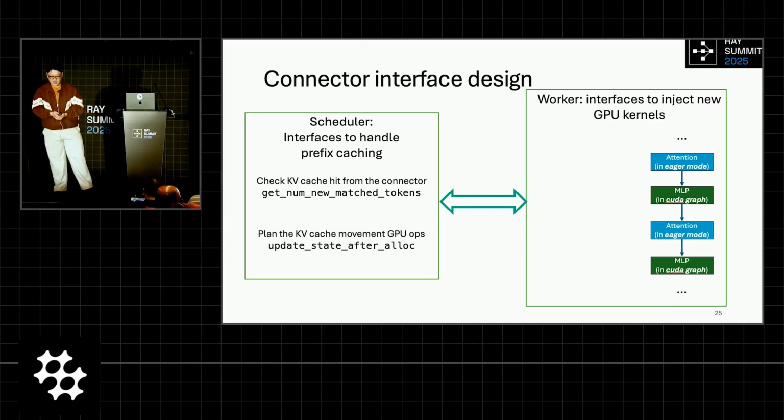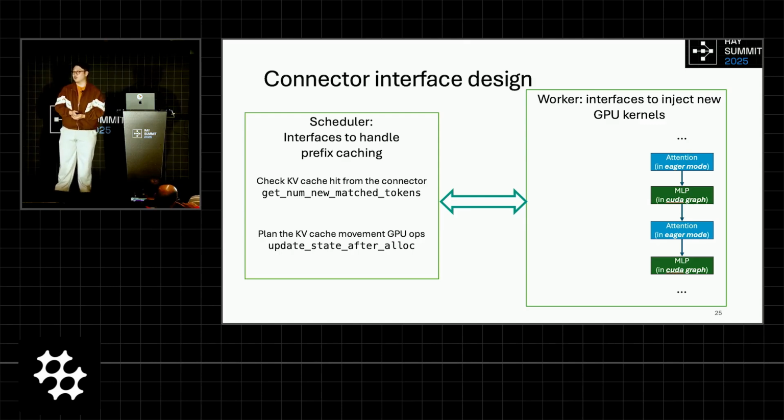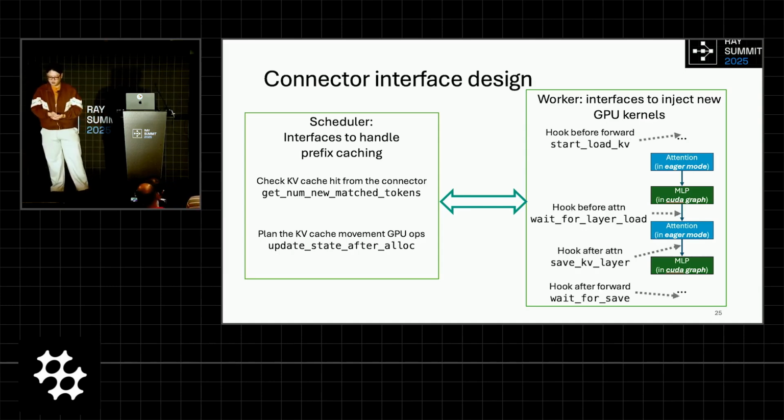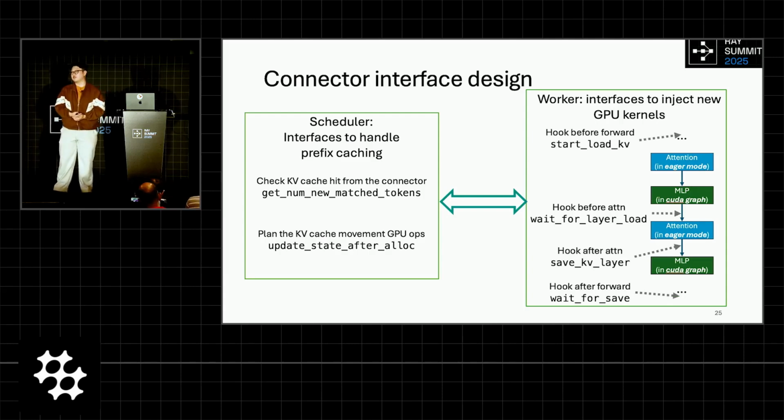We also plan the KV-cache movement GPU ops after the scheduling, because we need to prepare all kinds of GPU ops and plan them ahead. For the worker, we have APIs before and after forwarding and before and after attention. Basically, our API provides a series of hooks for the implementation to hook into new GPU operations. This facilitates, for example, loading and offloading the KV cache, synchronizing with the main inference stream, and trying to overlap with the computation.